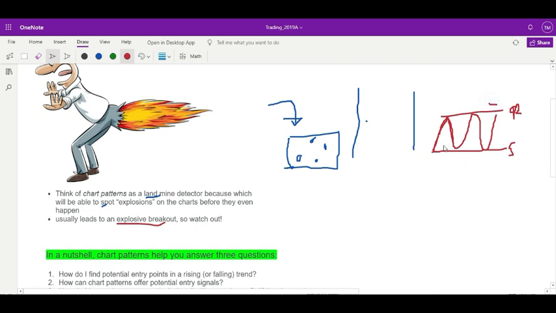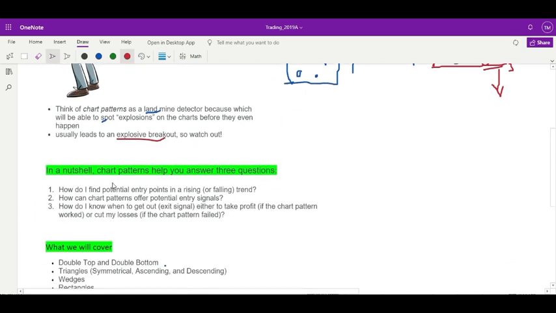If you see a chart pattern, let's say something like this, we'll explain in more detail, so don't worry about what kind of chart pattern it is. We are saying they help you to detect explosive breakouts, whether the market will break out on this side or this side. So in a nutshell, chart patterns help you to answer three questions.